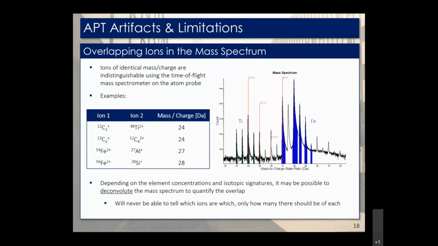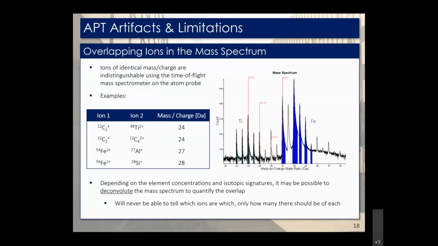Another common artifact that we can get in atom probe, especially in the spectral reconstruction, is overlapping ions in the mass-to-charge ratio spectrum. This is usually caused by having integer multiples of mass and charge. This can make ions indistinguishable as far as the atom probe is concerned, using the time of flight, since both of those factors will affect its position and its time of flight.